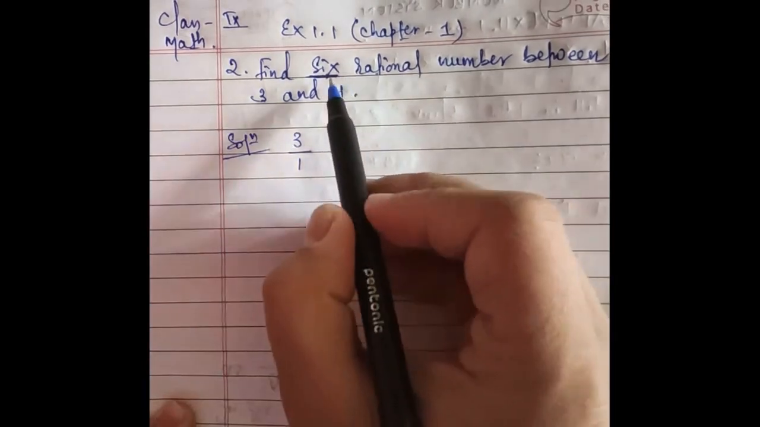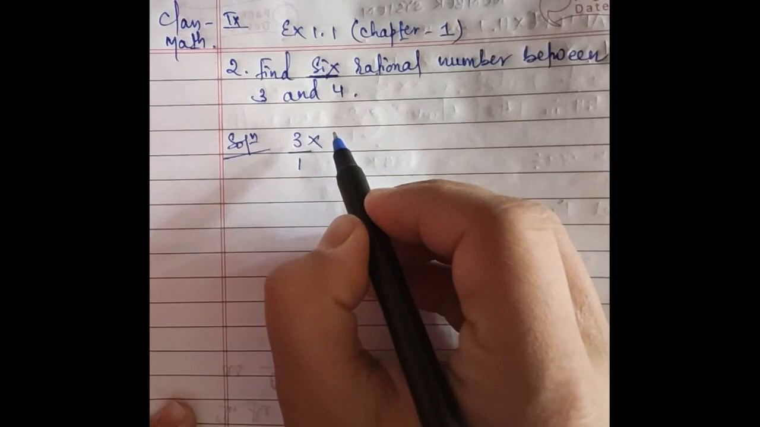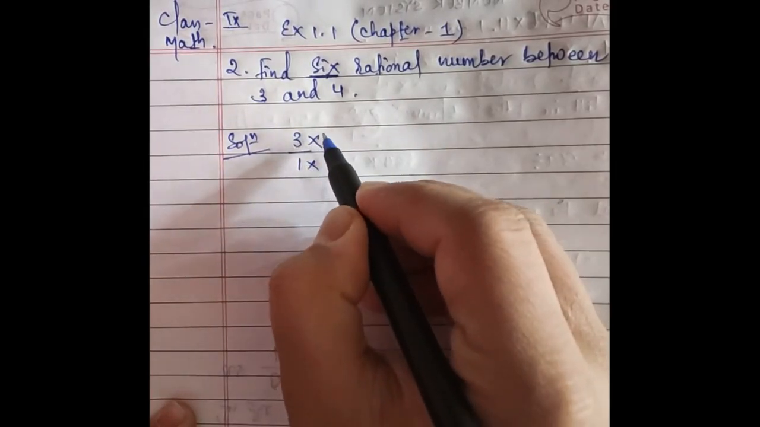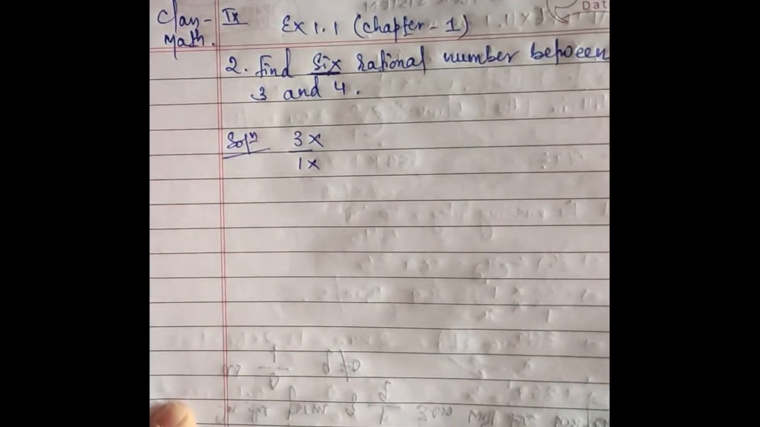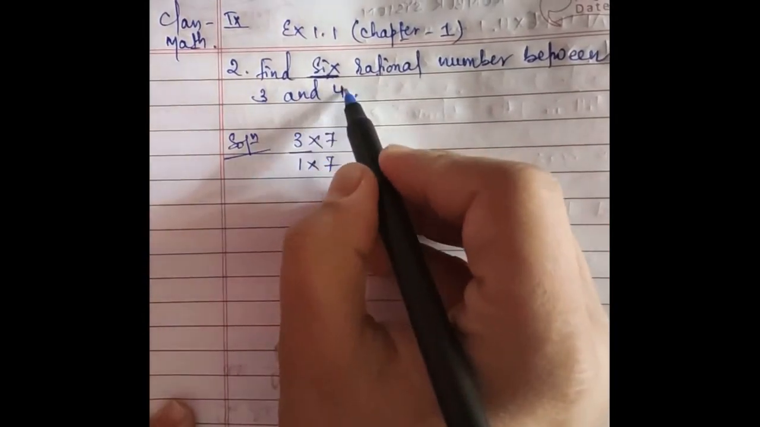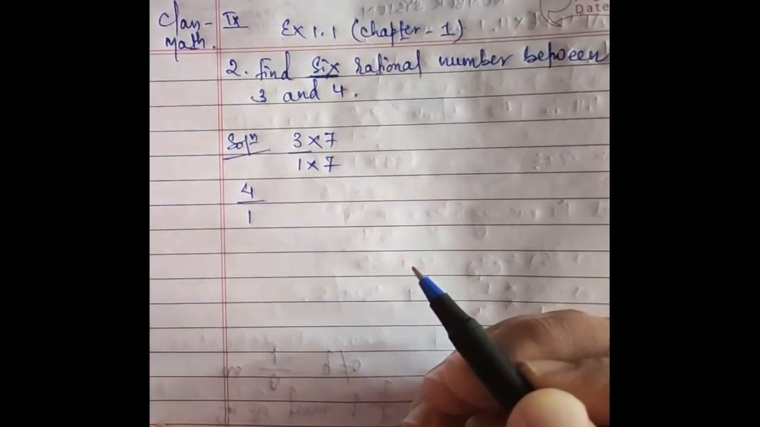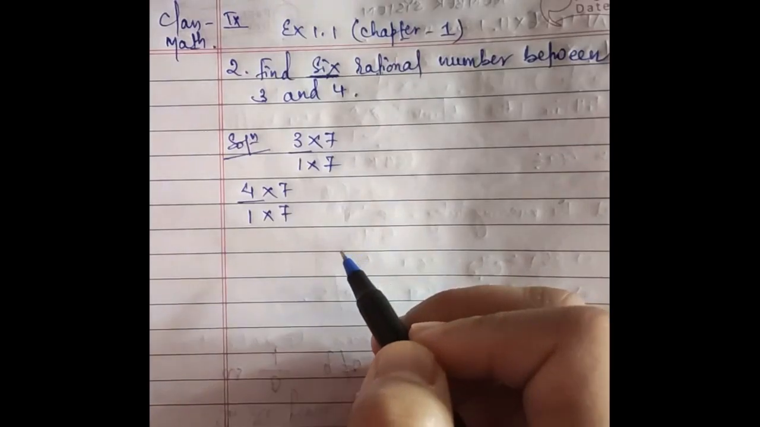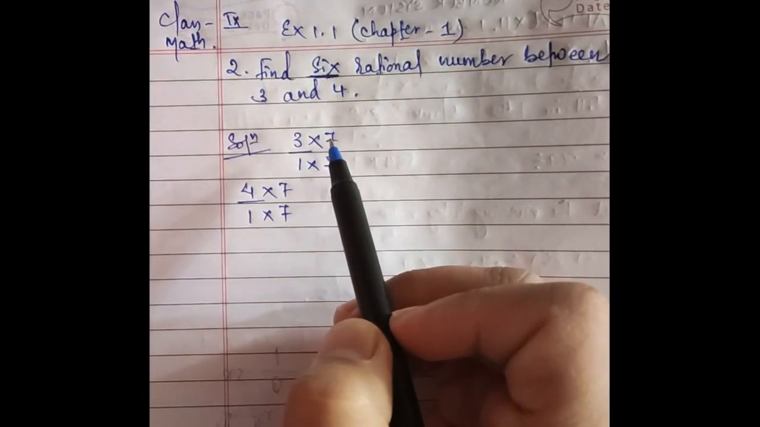If you have to find 6 rational numbers, then we will multiply both sides, that is numerator and denominator, by a number greater than 6. If 6, then 7, 8, any greater number. I am putting 7 on both sides. Suppose you write the other number, 4, in rational form, then we can write 4 by 1. We can also multiply by 7. If 6, then put 7 or 8, greater than 6.